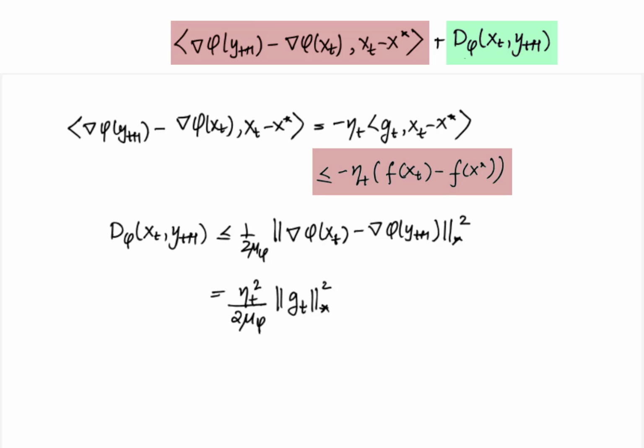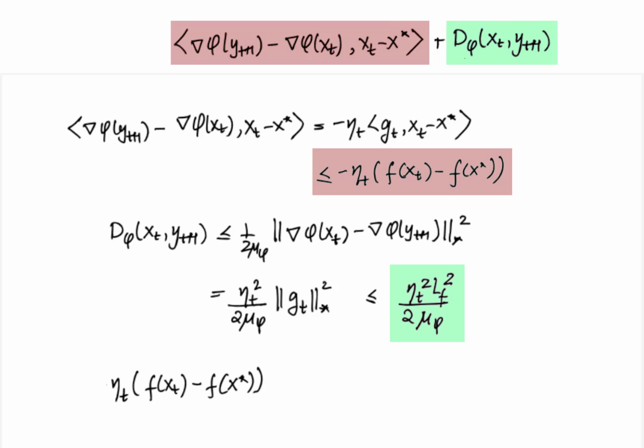So where we have used the update equation. Since f is Lipschitz, the last term can be bounded by Lf square. So we obtain that this is less than or equal to eta t square Lf square divided by 2 mu phi. So combining these two inequalities and rearranging, we obtain that the required one-step inequality is eta t times f of xt minus f of x star is less than or equal to d phi of x star comma xt minus d phi of x star comma xt plus 1, plus eta t square Lf square by 2 mu phi.